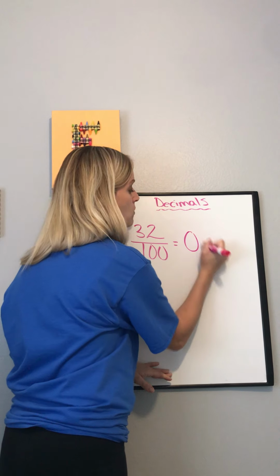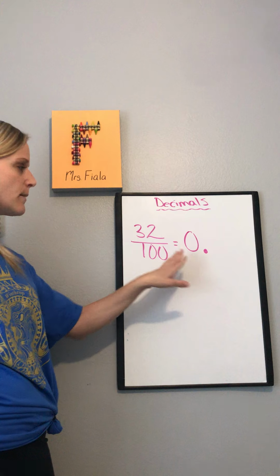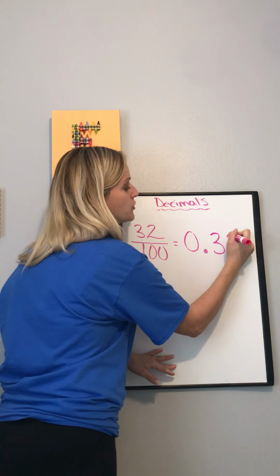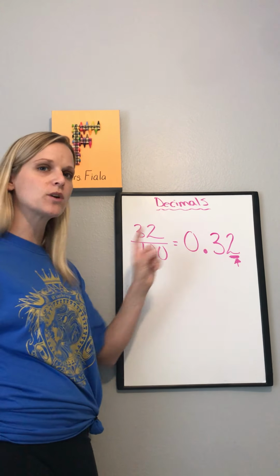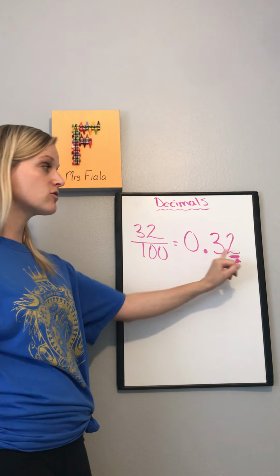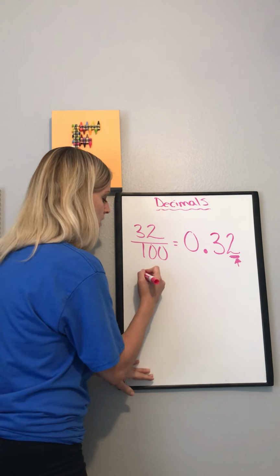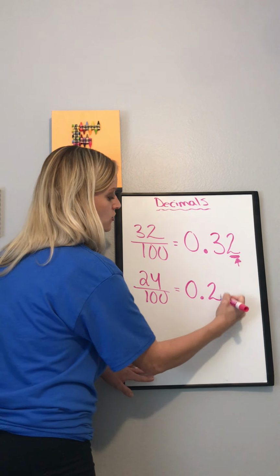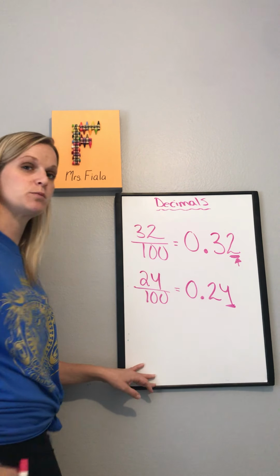Again, I'm going to have 0 point. I'm putting a 0 here, by the way, because I have no whole number. So I put a 0. Point. I have 32 hundredths. So I want my 32 to end in the hundredths place. Is that 2 in the hundredths place? It is, so that is correct. This is 32 hundredths. Okay? If I had 24 hundredths, I would write that as 0.24. It ends in the hundredths place.